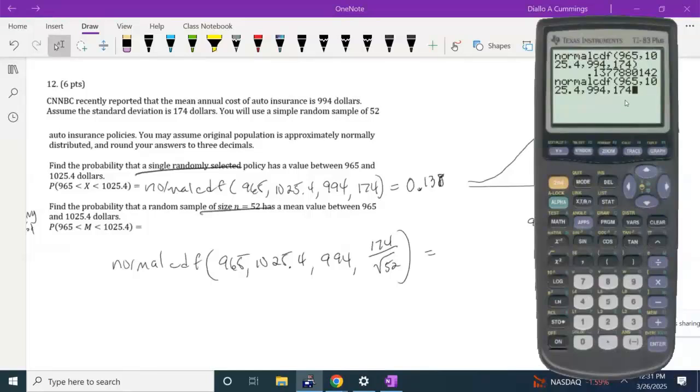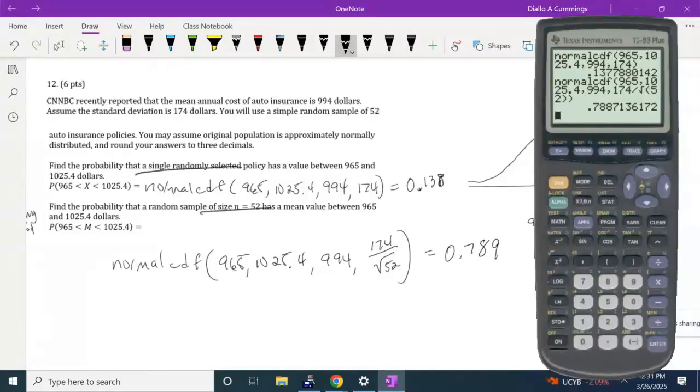So I'm basically going to put in the same thing, except for the standard deviation. We must divide by the square root of 52. Close off my square root function, close off my normal CDF function, and we have 0.789.